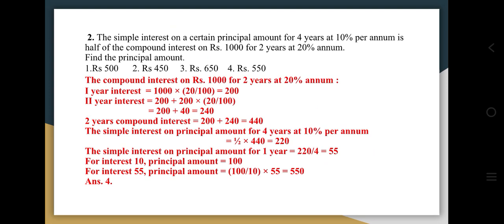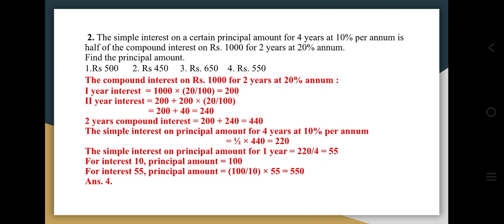So what is the total interest for 2 years? First year is 200, second year interest is 240. So the 2 years compound interest is 200 plus 240, that is 440.